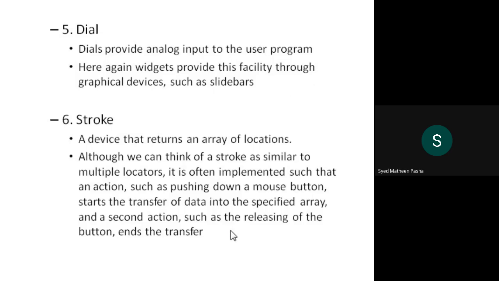Then we have other devices called dial and stroke. We'll finish these off and then end the class. First, we have dial. What is this dial? Basically, dial provides an analog input to the user program. There are two different kinds of inputs, analog as well as digital. Dials provide analog inputs so that the program can receive that input and then perform the operations. Dial basically consists of some facilities with respect to graphical devices such as slide bars.